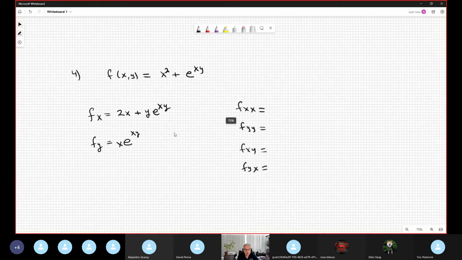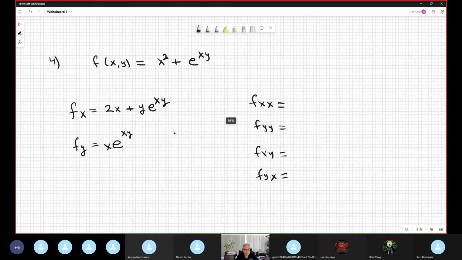Second derivative with respect to x. Of course, I take the first derivative and differentiate again with respect to x. So it is obvious that the derivative of 2x with respect to x is 2. Plus, you consider that y is a constant, a number that we put outside, y. And the derivative of the exponential with respect to x is e to the xy, and the derivative of the argument is y, and this y multiplies another y, and we have y squared. Everyone follow me?